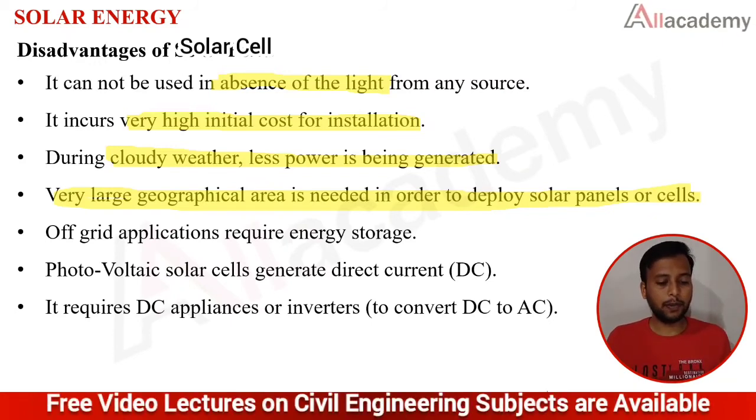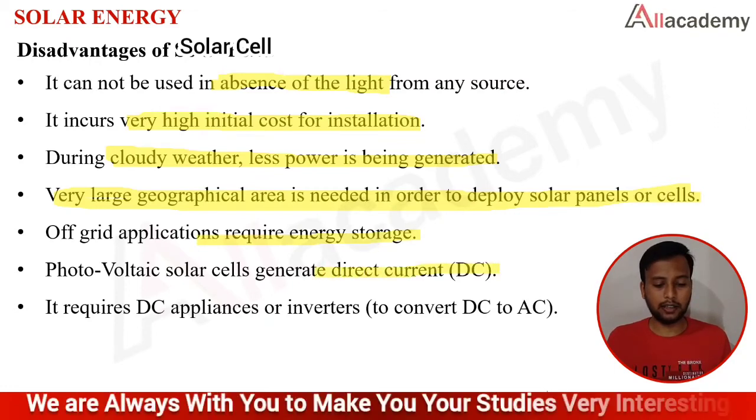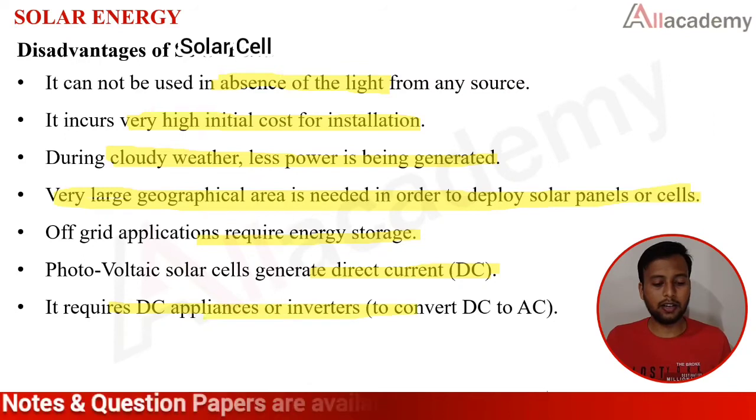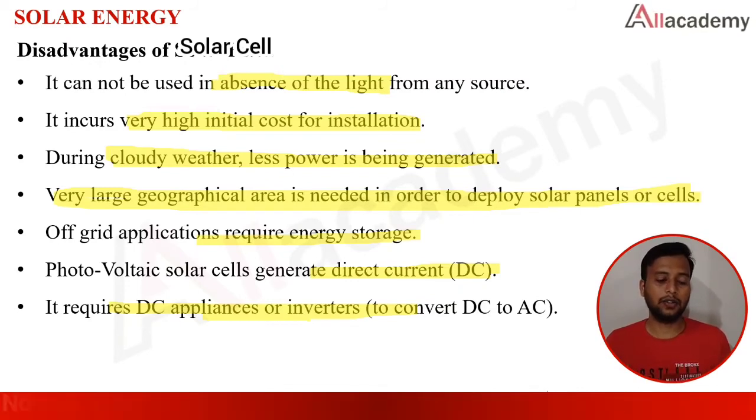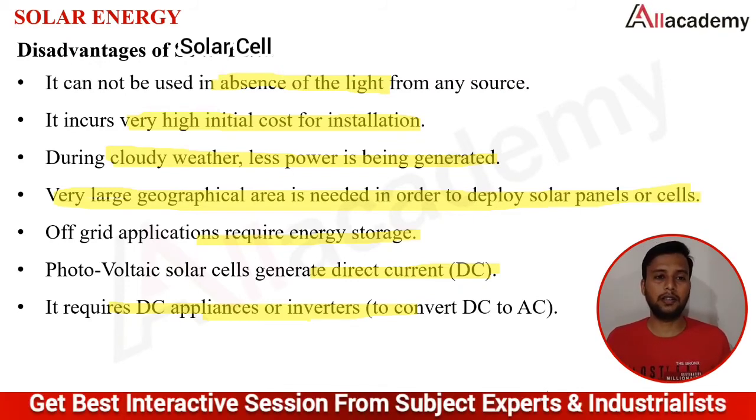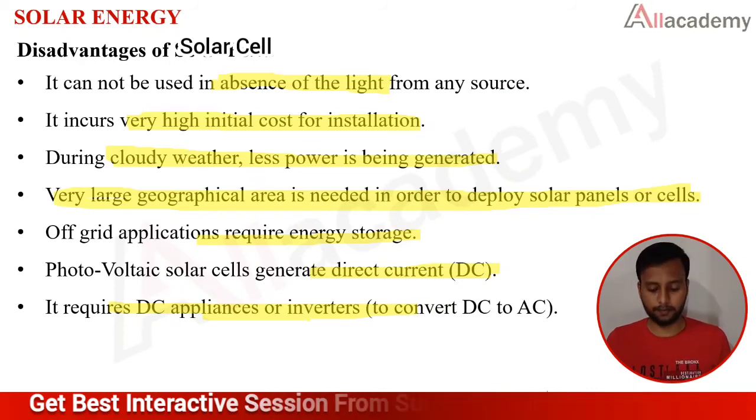Now, off-grid applications require energy storage. The next one is that a photovoltaic solar cell generates direct current, and I require additional inverters or converters that convert the DC current into AC current. So these are a few disadvantages, a few drawbacks of a solar cell.